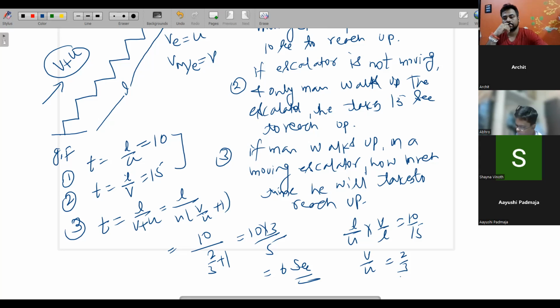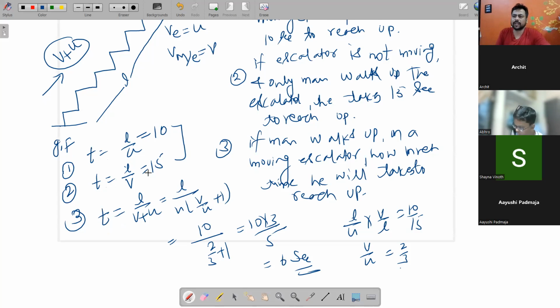So how do you know what u is? I just assumed because I don't need to find that u. I just assumed that the speed of the elevator is u. That's it. So L by u into v by u plus 1. You took u common. Right. And so 10 divided by 2 by 3 plus 1. L by u we know, na. L by u we know is 10.